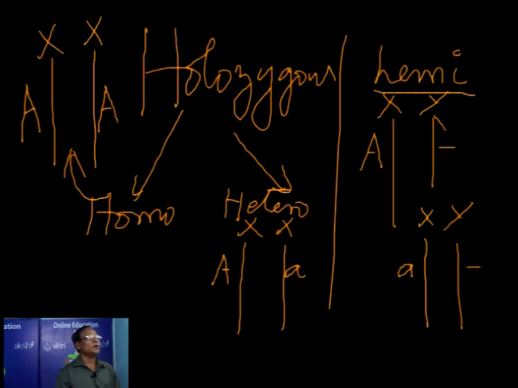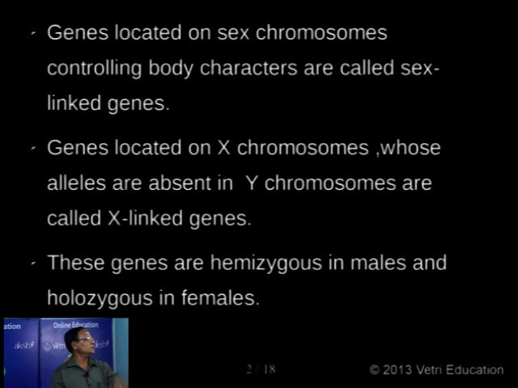That is the reason why the males are more prone to accept the genetic disorders localized in the X chromosome. That is mainly the hemizygous condition. As they have only one gene, if there is a recessive gene in that X chromosome, that character is expressed. It is not suppressed because of the absence of a dominant allele in the Y chromosome. That is why most males are very prone to the recessive X-linked characters, the disorders or diseases. Anyway, the males are hemizygous and the females are homozygous.